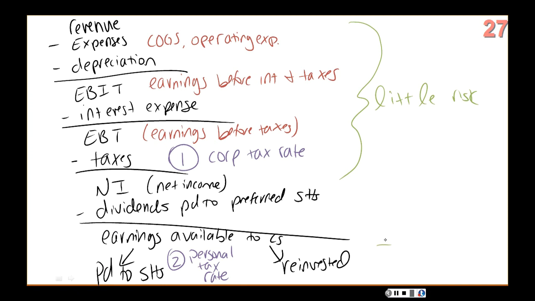Down here at the bottom, for common shareholders, this is high risk, but unlimited return. So common shareholders are not promised anything, but they also face losing everything that they've invested within the company. At the same time, however, they have unlimited rewards.